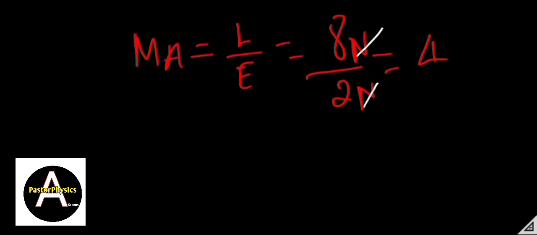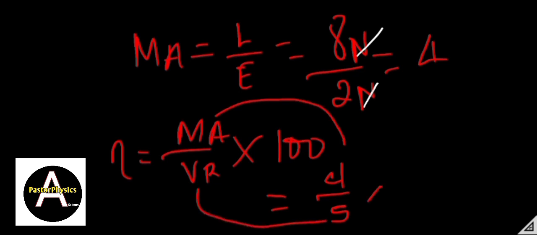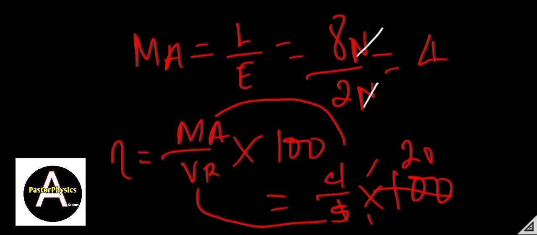Now the next question is, what is the efficiency of the machine? You should remember efficiency. Remember the name Marvelous: MA over velocity ratio times 100. We have calculated the mechanical advantage to be 4 and the velocity ratio to be 5. So 4 over 5 times 100. 5 going into 100 is 20, and 20 times 4 is 80. So the efficiency of the machine is 80%. As simple as that, very easy.